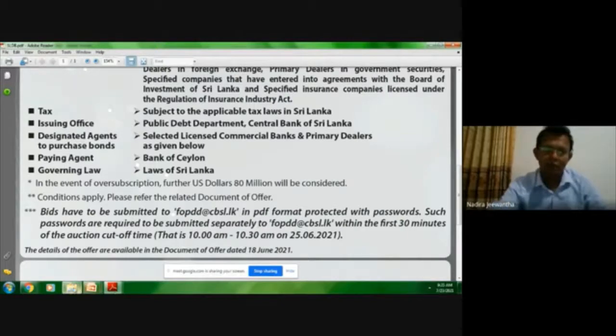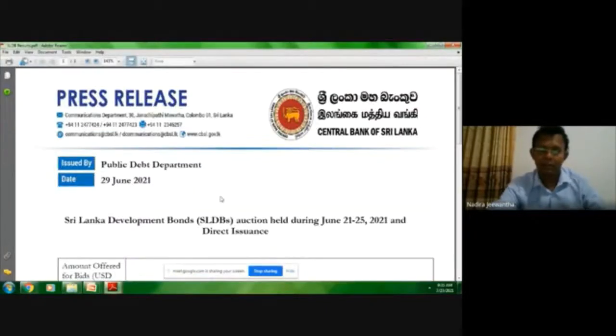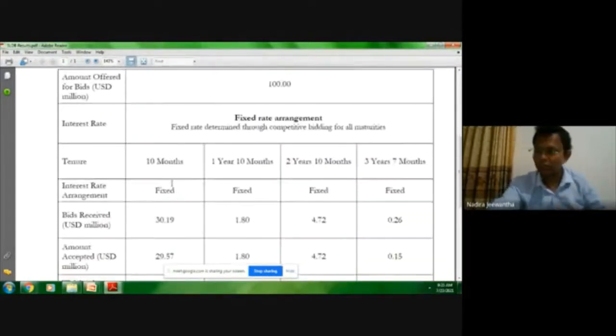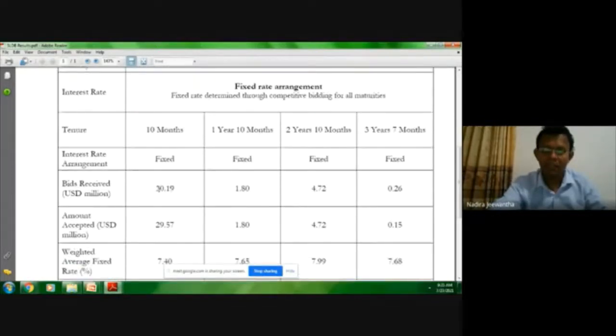Now this is the advertisement. This is the result sheet. So you can now see the result sheet. Now, for 10 months they wanted to raise this much. How much have they received? 30 they have received. Here $1.8 million only. Here 4.72 million only. 0.6 million only they have received.